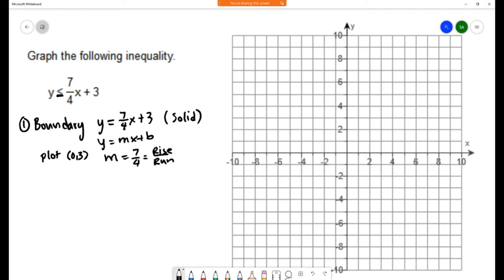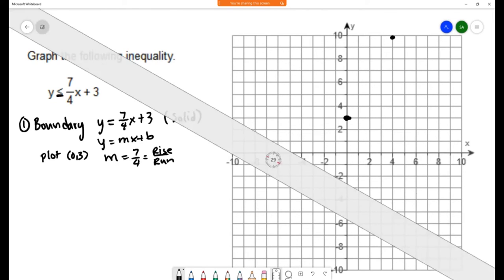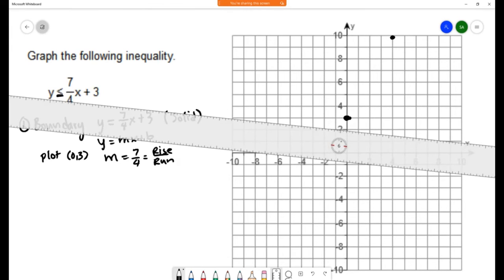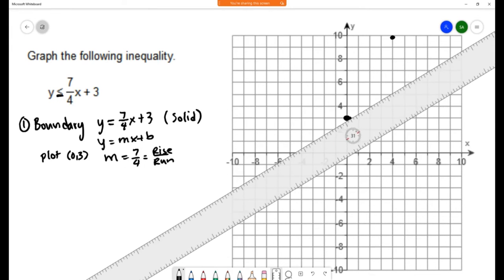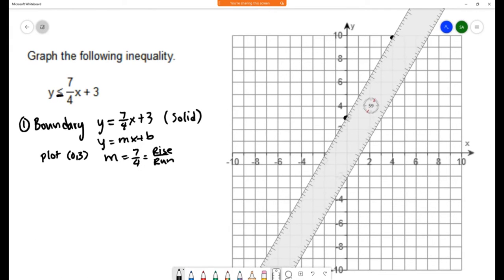So let's plot 0, 3, and then use the slope to get to another point. We'll rise 7 and run 4. That gets me to a second point on the line. And we're going to draw that boundary line as a solid line because the boundary line is included.